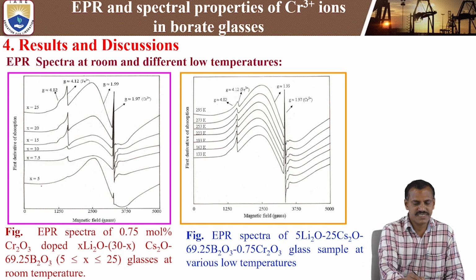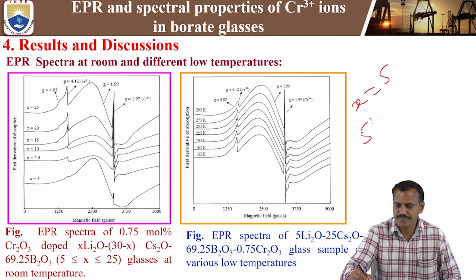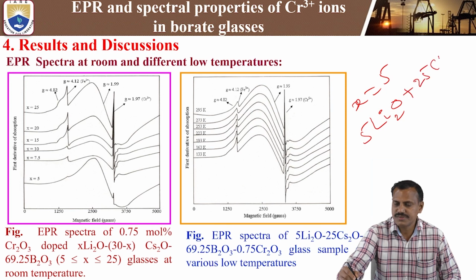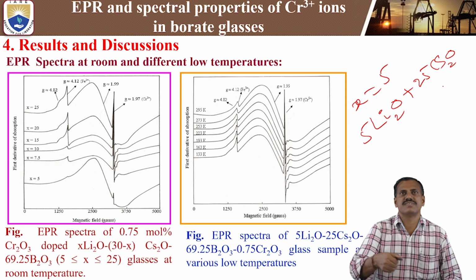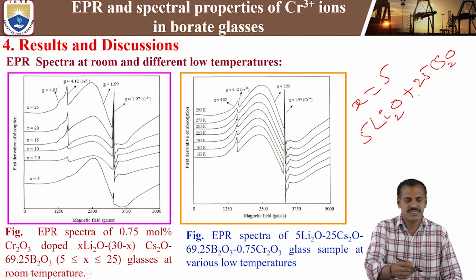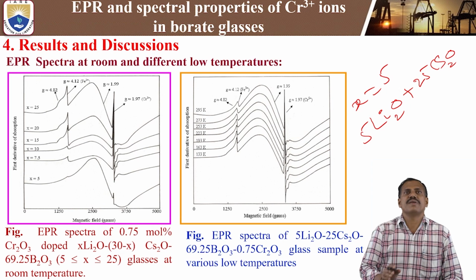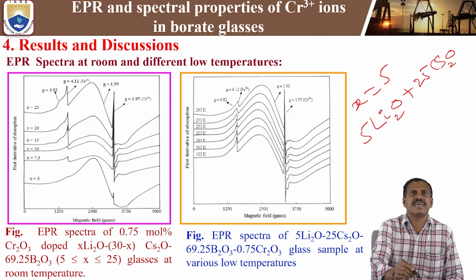In the first case, X equals 5, that means 5 percent of lithium oxide plus 25 percent of cesium oxide, Cs2O. In the case of 7.5, it is 7.5 lithium oxide and the remaining 22.5 cesium oxide. In the case of 10 percent lithium oxide, the remaining is 20 percent cesium oxide. So these are the varying alkali contents. In that way we take the chemical compositions and study the EPR analysis.